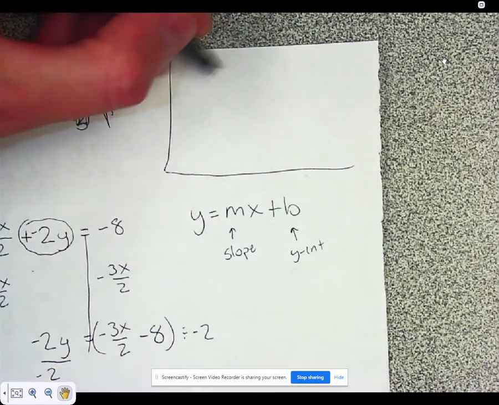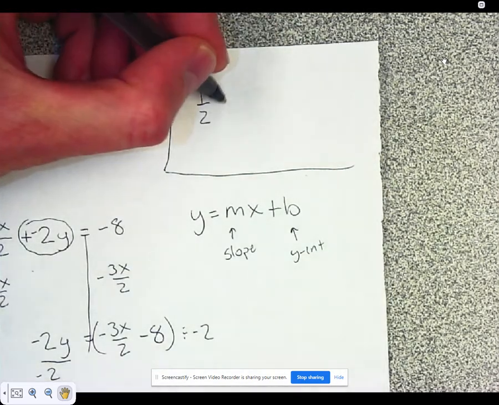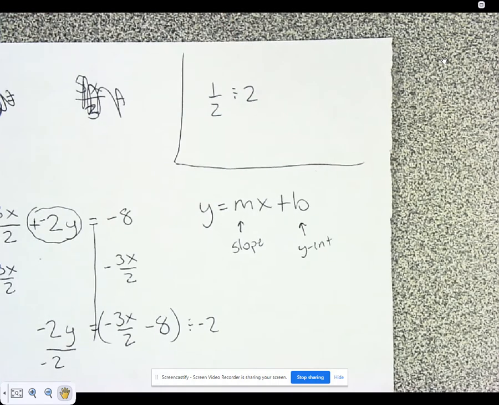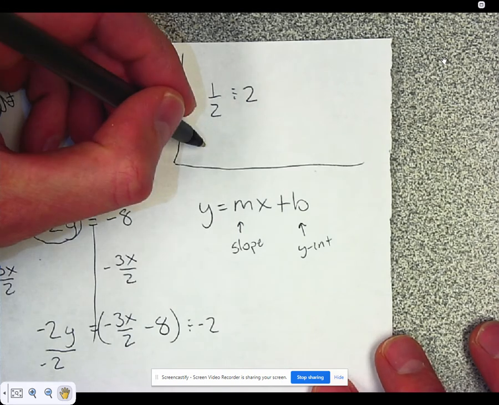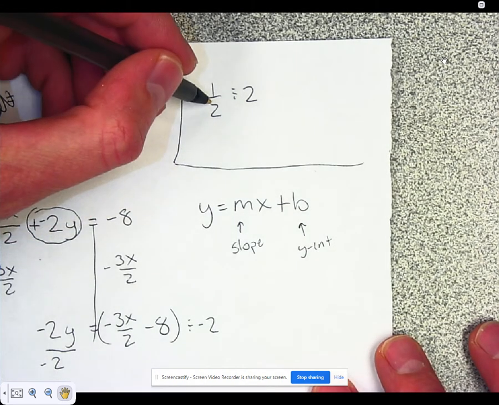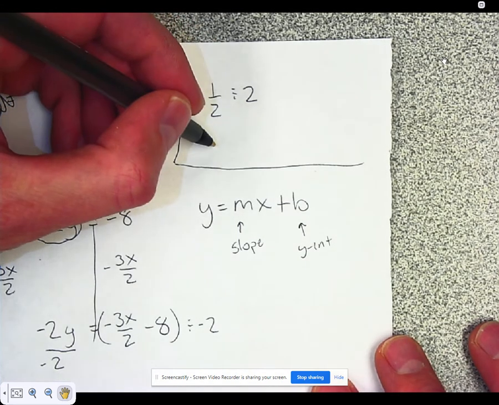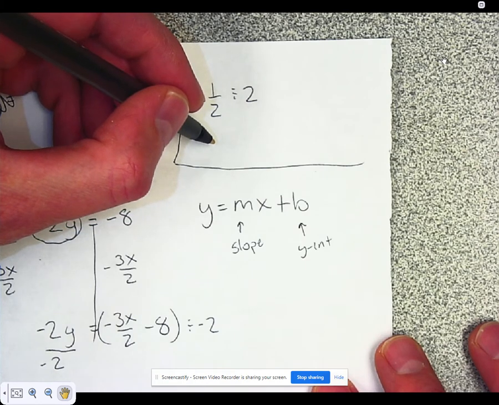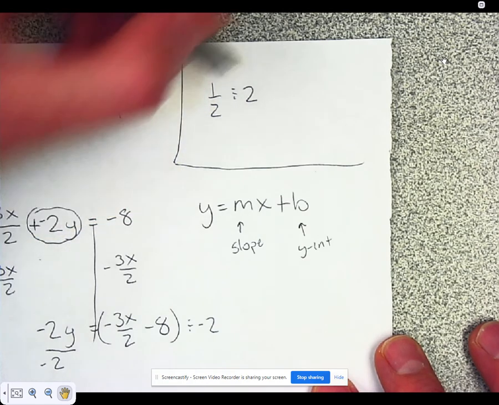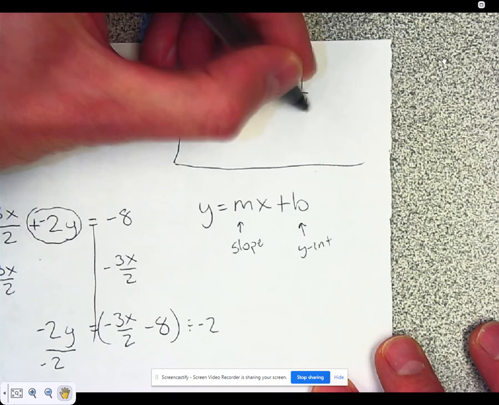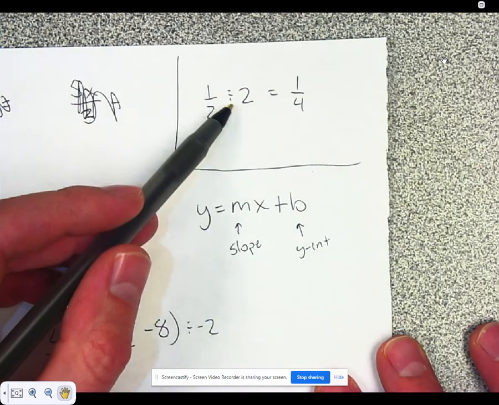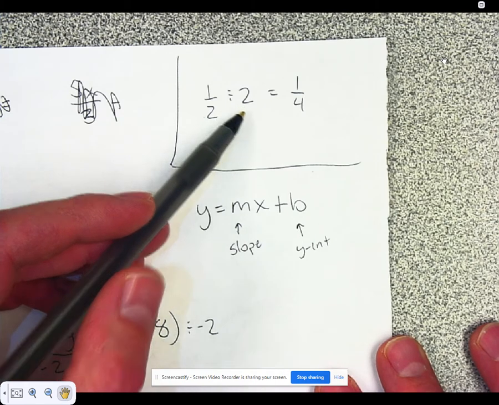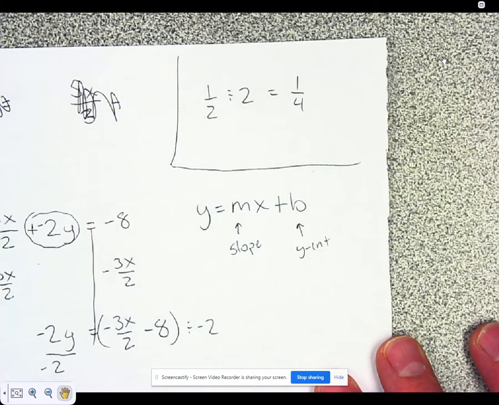If I asked what is 1/2 divided by 2, think about it with money. Half a dollar, that'd be like 50 cents. And 50 cents divided by 2, that would be a quarter. That'd be one quarter, 25 cents. So a half divided by 2 is a fourth. Again, 50 cents divided by 2, if I break it into 2 piles, I get a quarter.